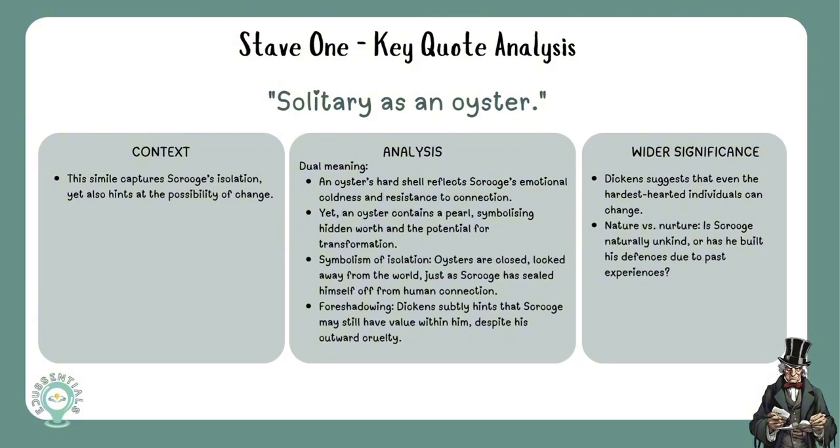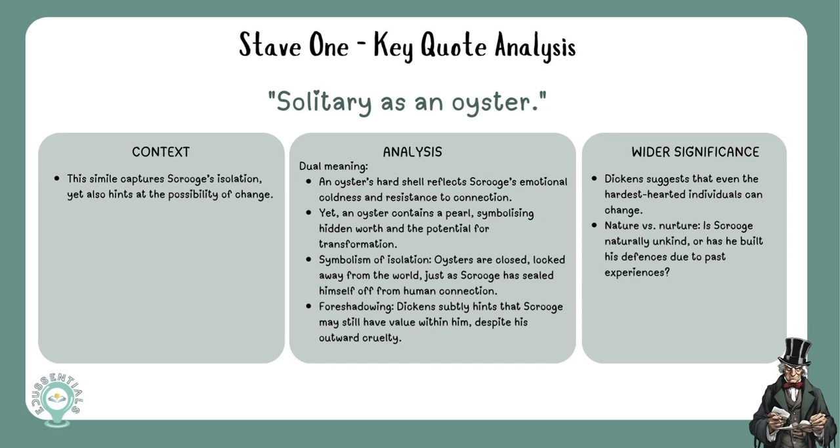Then we have "solitary as an oyster" as a quote. Contextually, this simile captures Scrooge's isolation, yet also hints at the possibility of change. It has a dual meaning. An oyster has a hard shell, and that reflects Scrooge's emotional coldness and resistance to connection. Yet an oyster contains a pearl, symbolizing hidden worth and the potential for transformation.